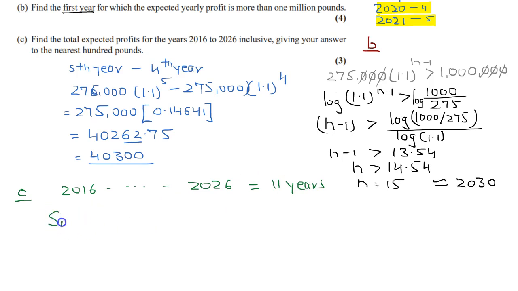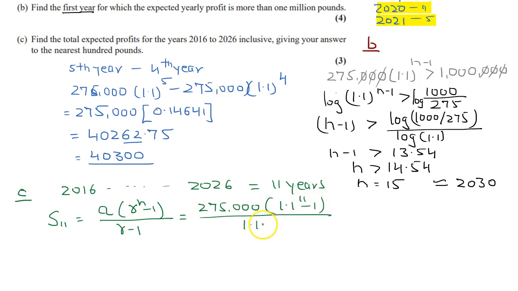So sum of 11 years is a, r is greater than 1, so r to the power n minus 1 over r minus 1. So a is 275,000, r is 1.1 to the power 11 minus 1 over 1.1 minus 1. So that will be 5096070.942.